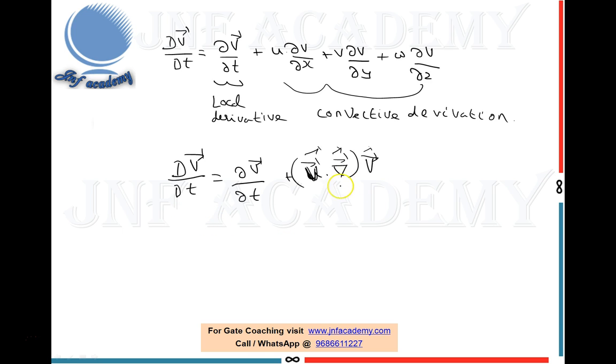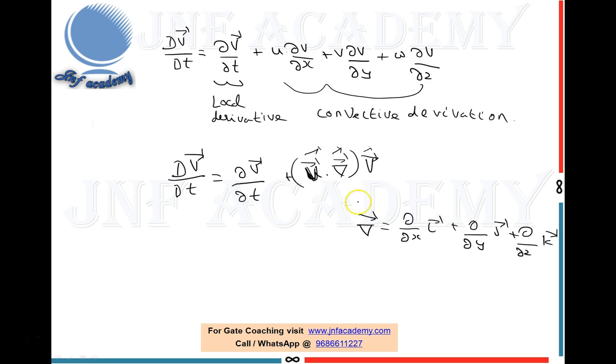If you expand this, you know, right, what is the del operator? It's a mathematical operator. So del vector is nothing but ∂/∂x i vector plus ∂/∂y j vector plus ∂/∂z k vector. So similar to this one.